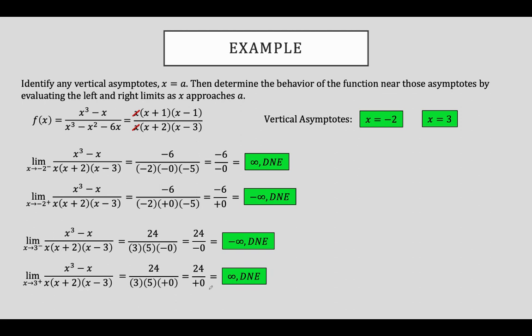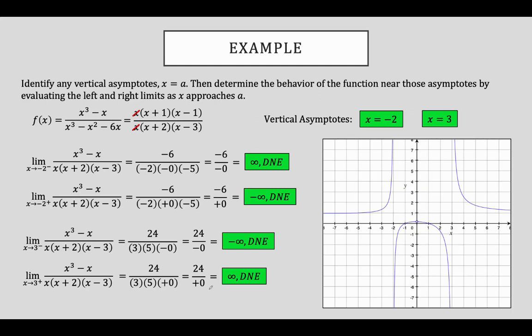And there we have our solutions, and we can verify this with our graph. Here is the graph of the function. Notice as I approach -2 from the left, the graph goes up and up and up, as we see from our first limit. As we approach -2 from the right, the graph goes down, down, down, as we see in our second limit. As we approach 3 from the left, the graph goes down to negative infinity, as we saw in this limit here. And as we approach 3 from the right, the graph goes up to positive infinity, verifying the fourth limit that we found.